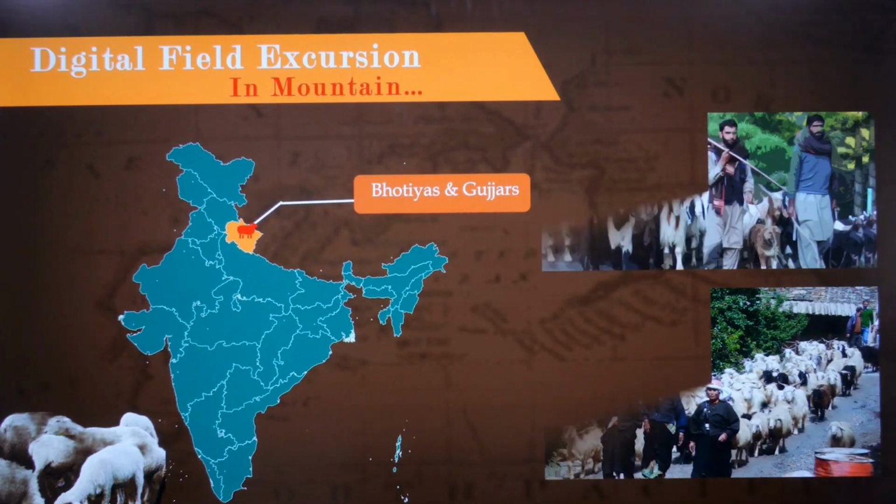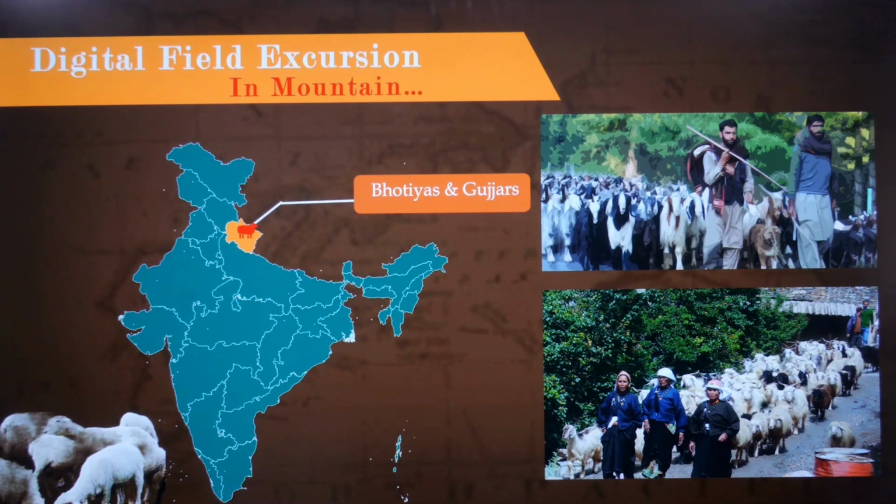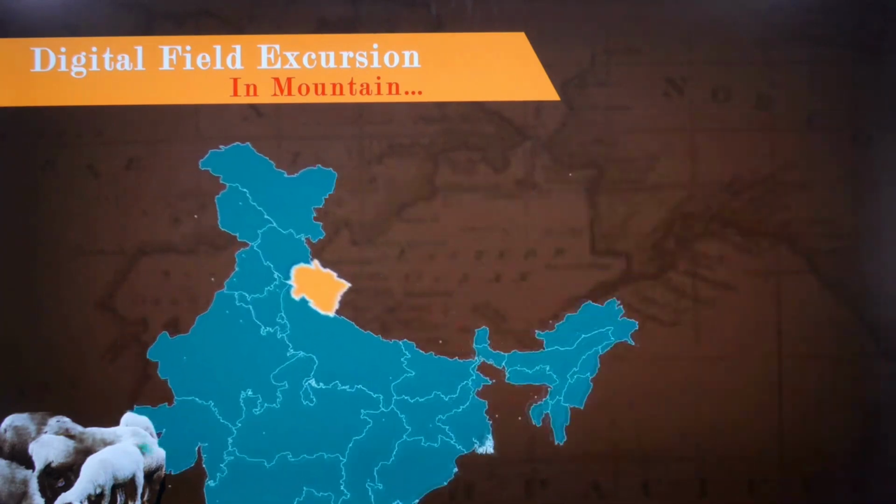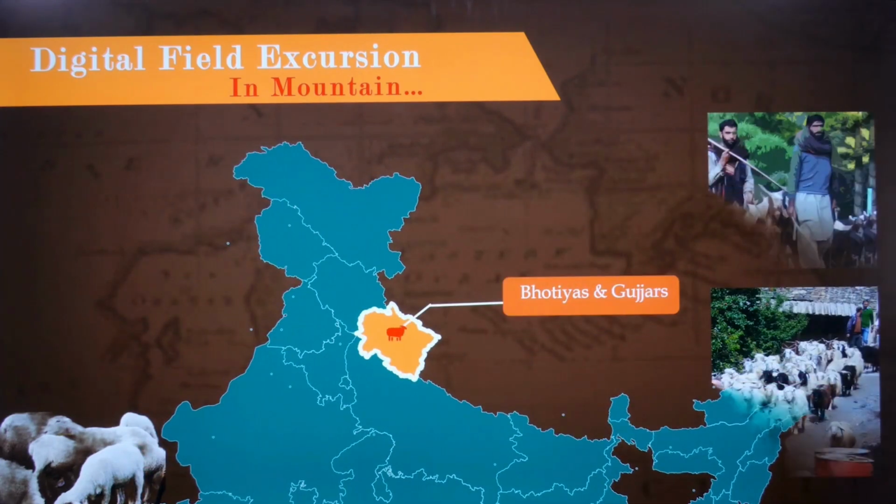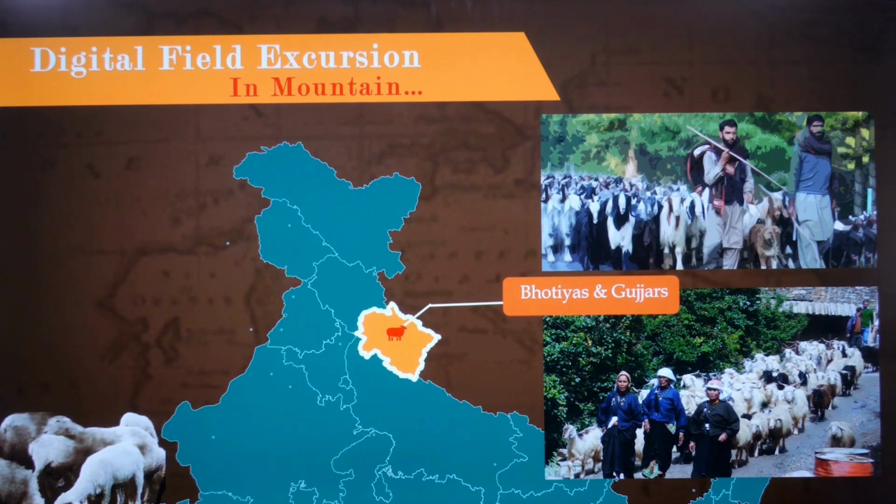In Uttarakhand, we can observe Bhotiyas and Gujjaras. This is Uttarakhand. In this Uttarakhand, Bhotias and Gujaras pastoralist communities are living.